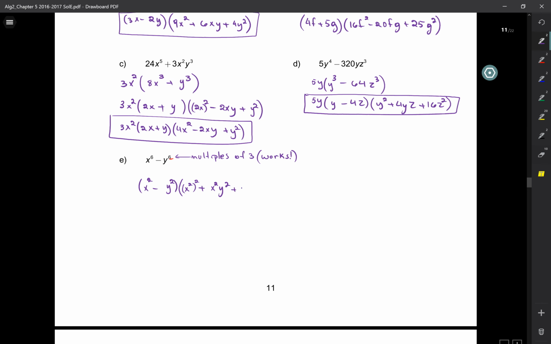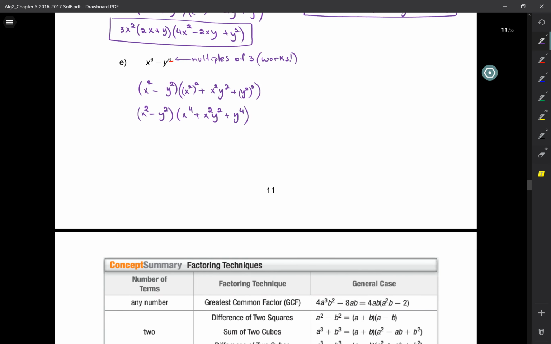And then the next one is going to be y squared to the power of 2. So finally, x squared minus y squared. So this is x to the 4 plus x squared y squared plus y to the 4. Now, okay, is there any way to factor that first one a little bit more? Is this a difference of 2 squares? This is a difference of 2 squares. So I can factor this as x minus y, x plus y. Okay?